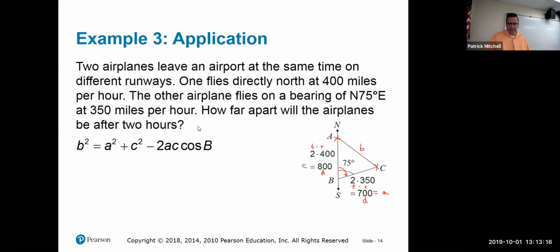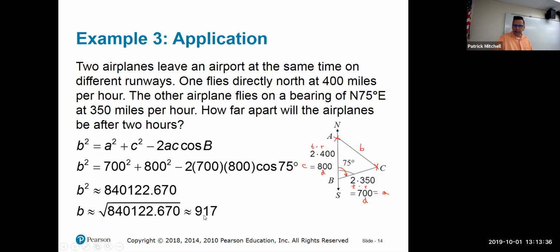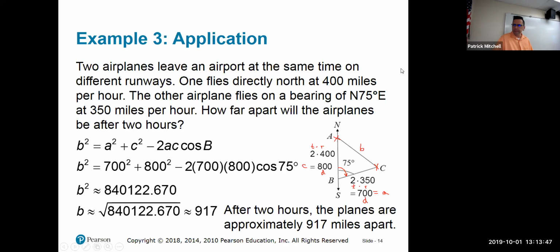All right, so side A is 700, side C is 800, angle B is 75 degrees. So you crunch those numbers and you get that B squared is about 840,122 and some change. You take the square root and you get that side B of this triangle is about 917. So after 2 hours, these airplanes are about 917 miles apart.